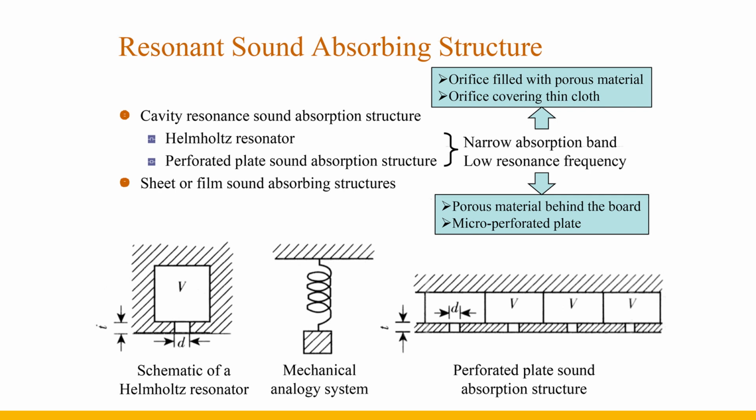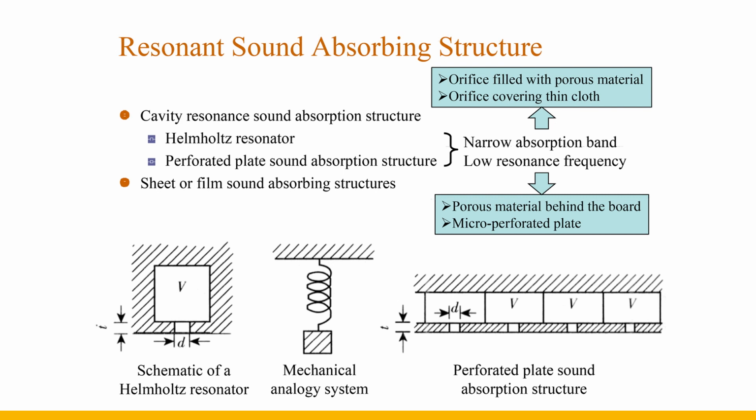Resonant sound-absorbing structures generally include cavity resonance sound-absorbing structures, thin plate or thin film sound-absorbing structures. The cavity resonance sound absorption structure mainly includes Helmholtz resonators and perforated plate sound absorption structures. The sound absorption mechanism of the cavity resonance sound absorption structure is the same as that of the Helmholtz resonator.